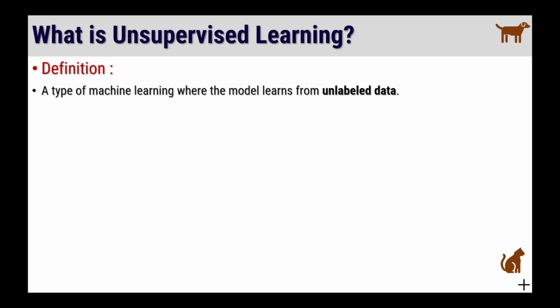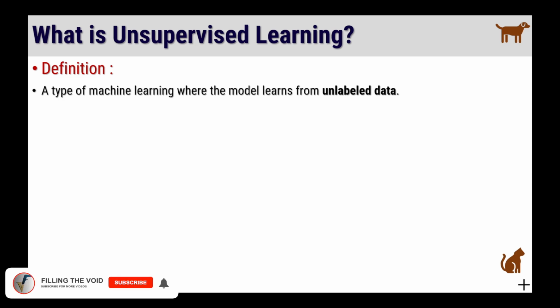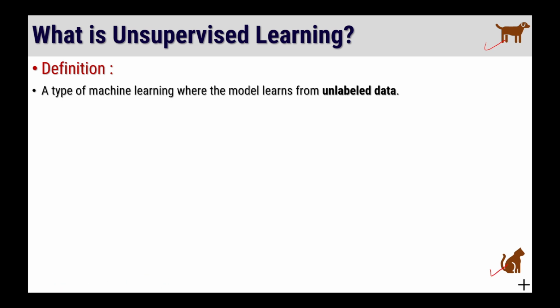Unsupervised machine learning is a type of machine learning where the model learns from unlabeled data. Look at this. There is an image of the dog and the cat. Are we given any label with this image? No, that is exactly unsupervised machine learning. Model learns from unlabeled data.